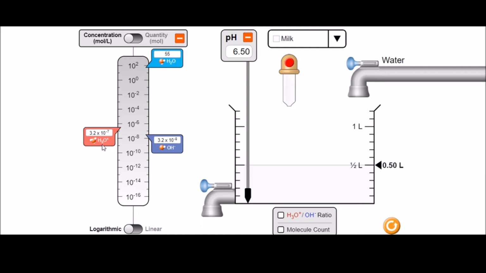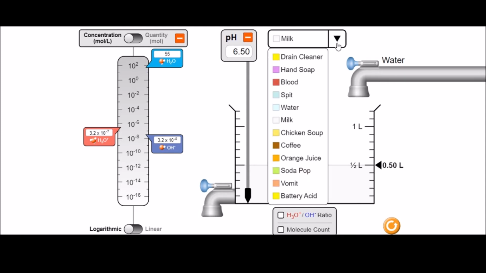Acids produce H3O ions and bases produce OH negative ions. We have learned that when acids are dissolved in water, they make H3O positive ions. You have studied H plus ions and H3O positive ions. Both are the same, they both are acidic ions. So acids produce H3O positive ions, which is called the hydronium ion, and bases produce OH negative ions, which is the hydroxide ion. Can you see the concentration of water is 55? So the concentration of water is always 55, remember that.